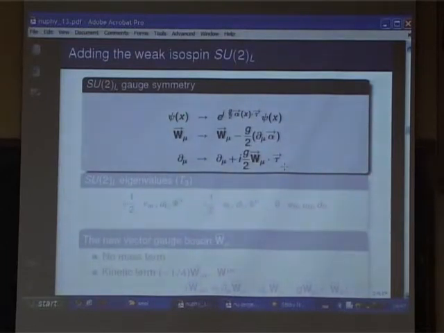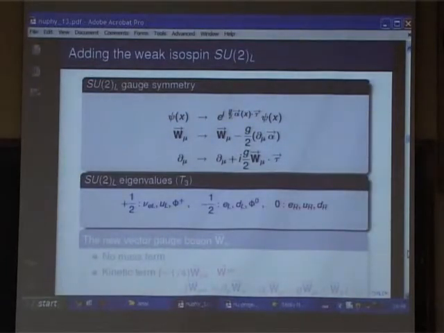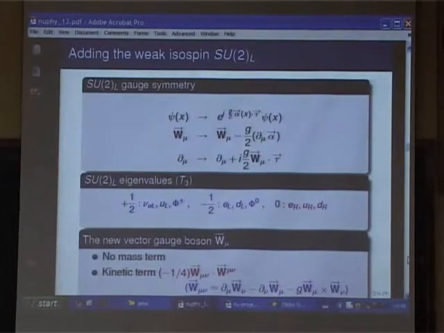Whenever you have a doublet, it's a doublet of isospin, so T is equal to half, and the upper component has T3 equal to plus half, the lower component has T3 equal to minus half. So SU(2) eigenvalues are straightforward. For doublets, the upper part has plus half, the lower part has minus half, and all the singlet objects have zeros.